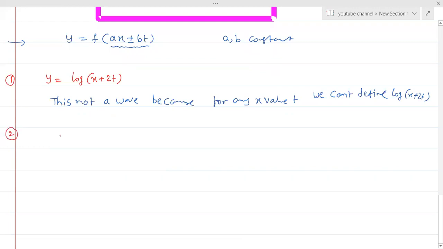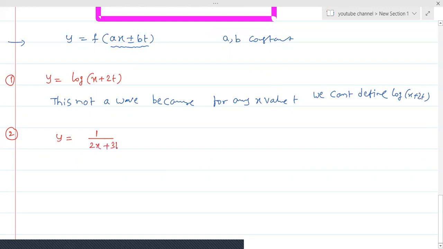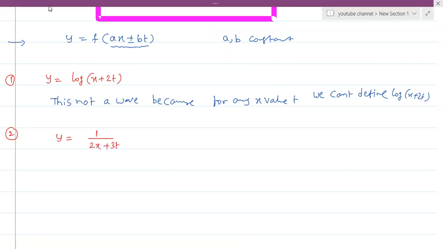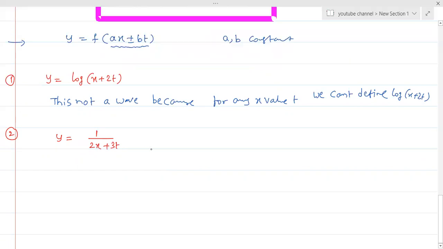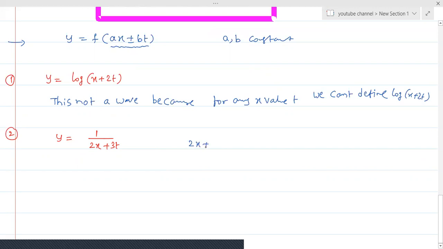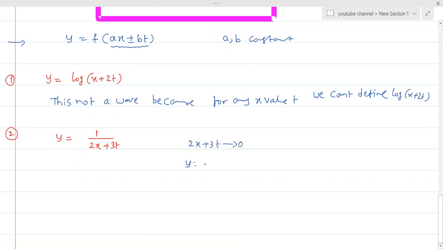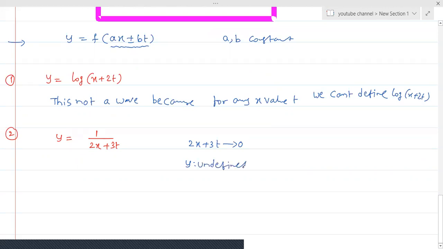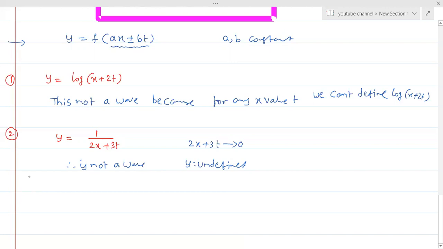The second example: y equivalent to a fraction, 1 by (2x plus 3t). We need to check whether y is well defined or not. Suppose 2x plus 3t is 0, then y is not defined, or it is undefined. Therefore it is not a wave.